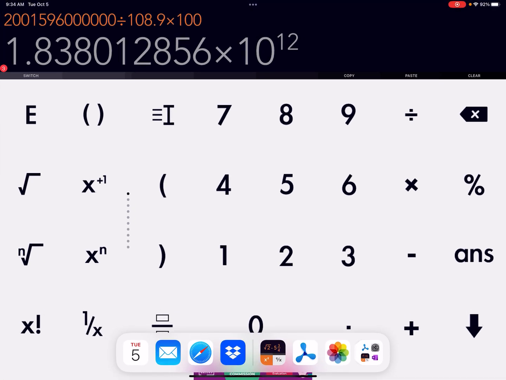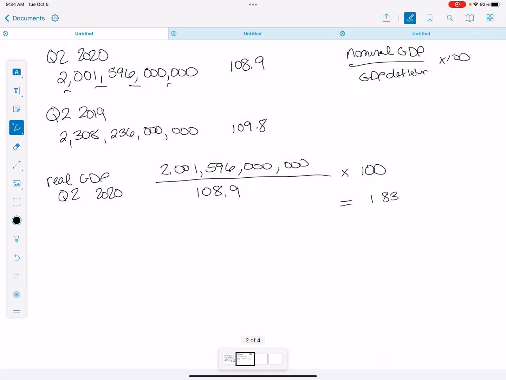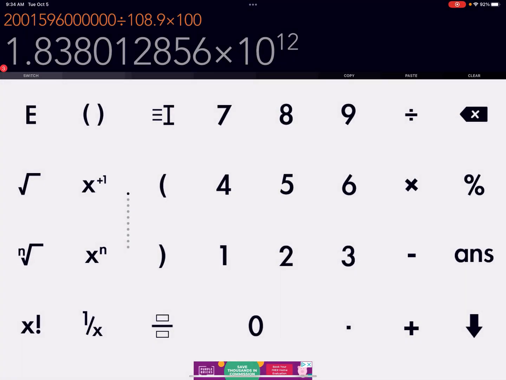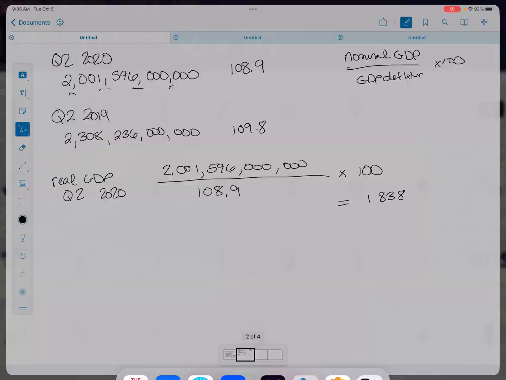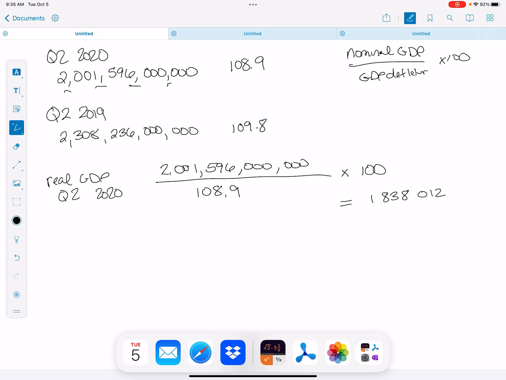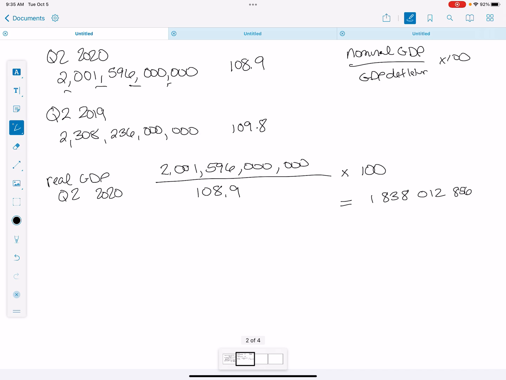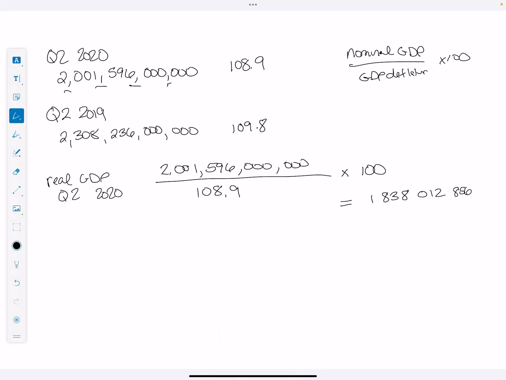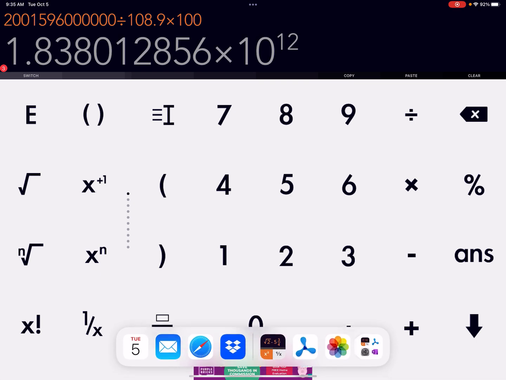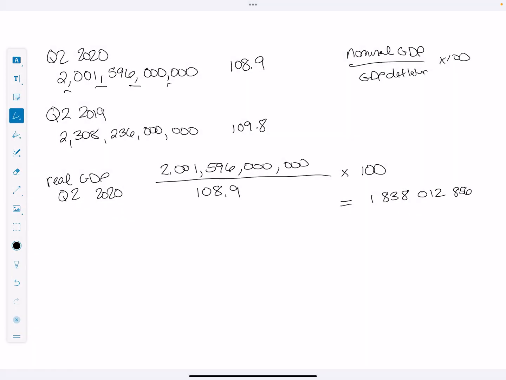So what we have here is 1838012856. Okay, let's just double check that here. 838012856. Okay, now remember there were 12 decimal places, so if I'm going to write this out, that was 3, 6, 9, and we need 10, 11, 12. So what we have here is thousand, million, billion, trillion. So if we're turning this GDP from nominal of 2 trillion into real, it becomes 1.8 trillion.